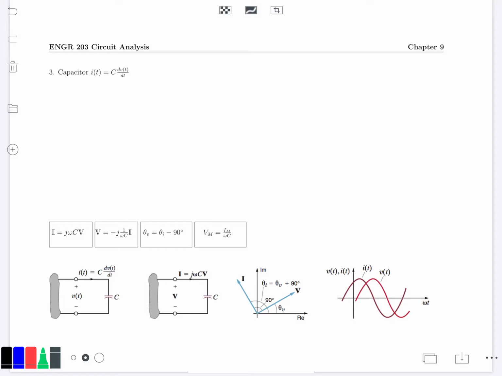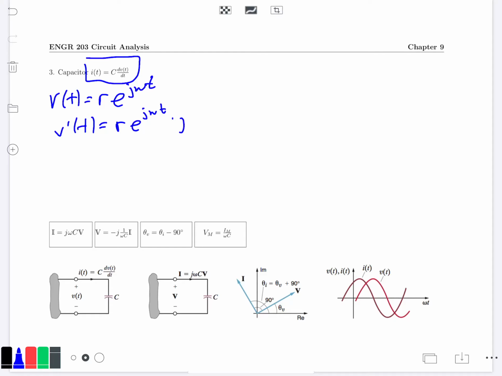Okay, so next up we are going to look into getting the phasor version of the capacitor. And we start with our standard equation here that relates current and voltage. And we'll say, okay, well, what if my voltage is, some radius r e to the j omega t like before? Then the derivative of that is r e to the j omega t times the j omega from the chain rule, which is the same as saying j omega times the original voltage.